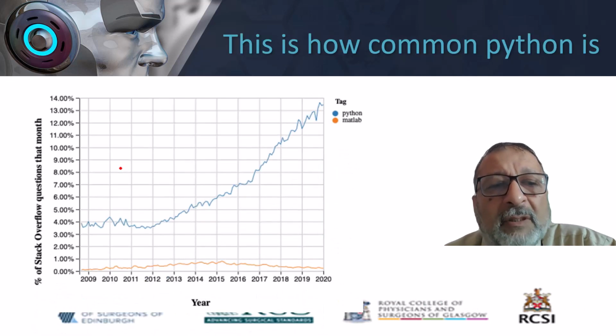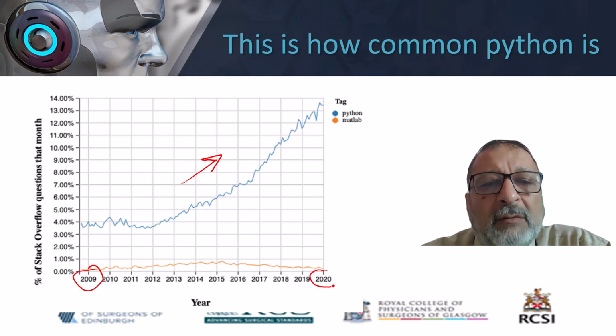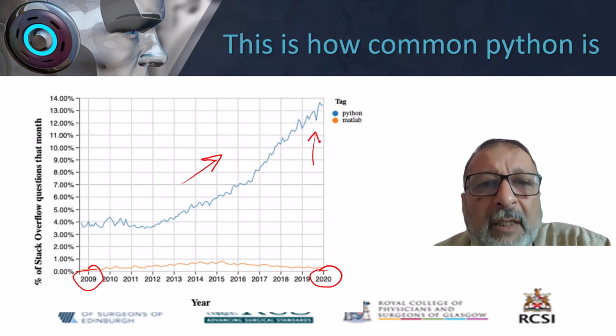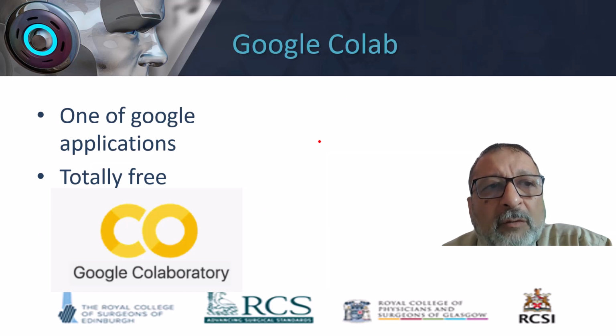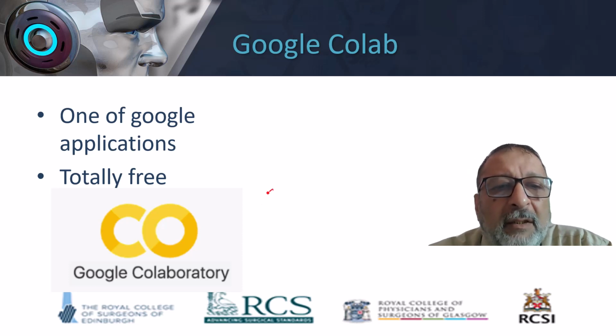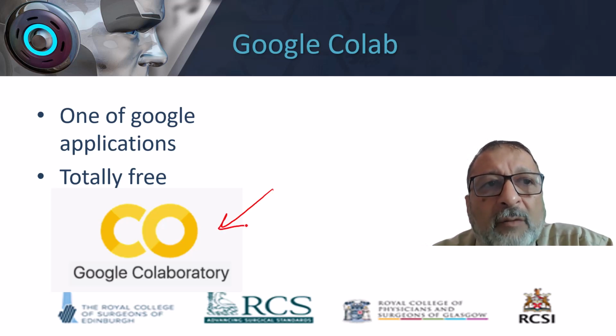If you can see this paragraph, it shows how, compared to 2009, if you go to 2020, the most used computer language in AI is Python. Previously it was MATLAB, now it is Python. All you need to do is go to the Google Colab application, which is free to anyone with Gmail. And this is the logo for Google Colab. And now we are going to go to a browser and try to write some coding.